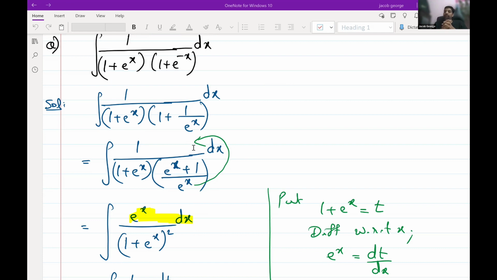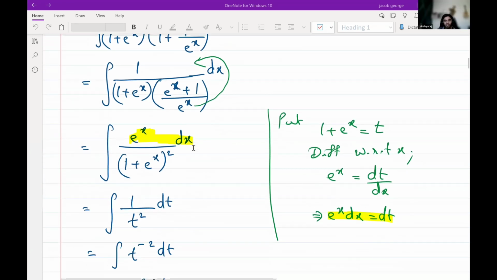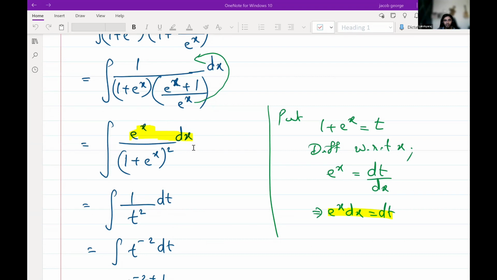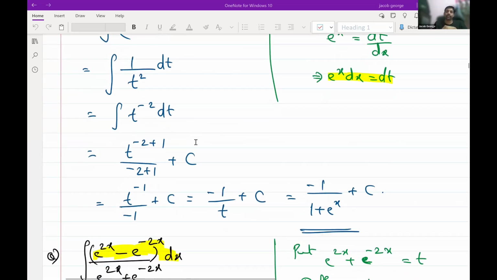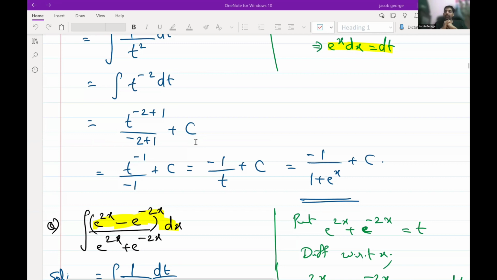Then substitute 1 plus e raised to x is equal to t. Now differentiate with respect to x. E raised to x is dt by dx, or e raised to x dx is equal to dt. Okay, is it clear? Yes, sir. Then substitute it into the question. 1 by t square means t raised to minus 2, and then the integral is t raised to minus 2 plus 1 upon minus 2 plus 1 plus c.